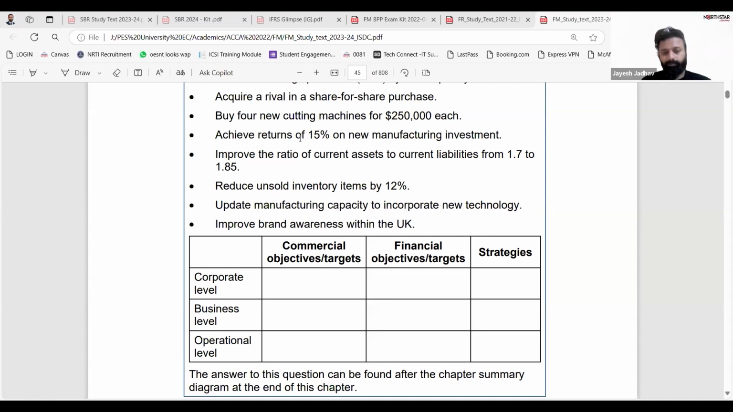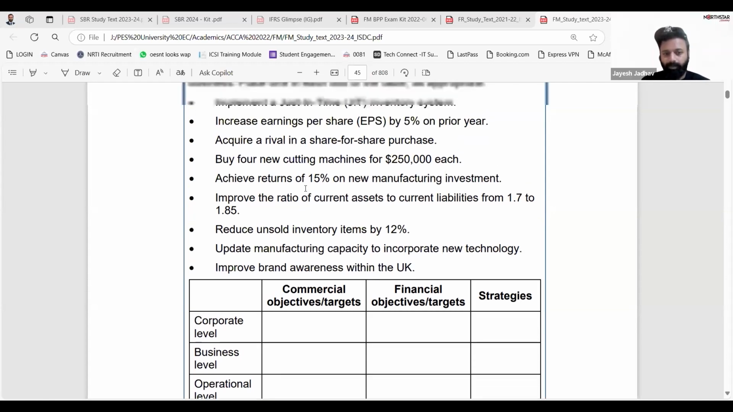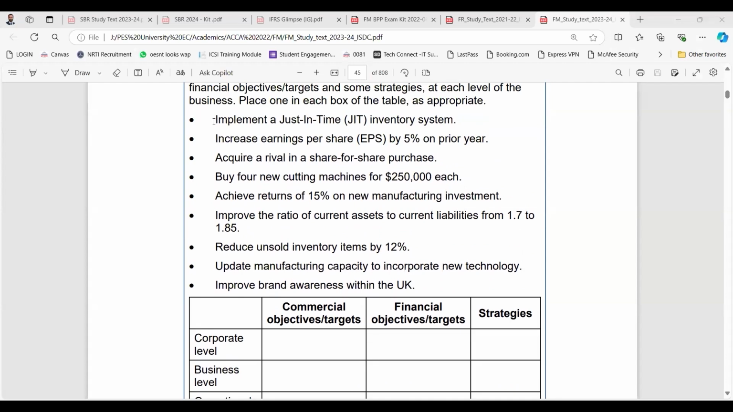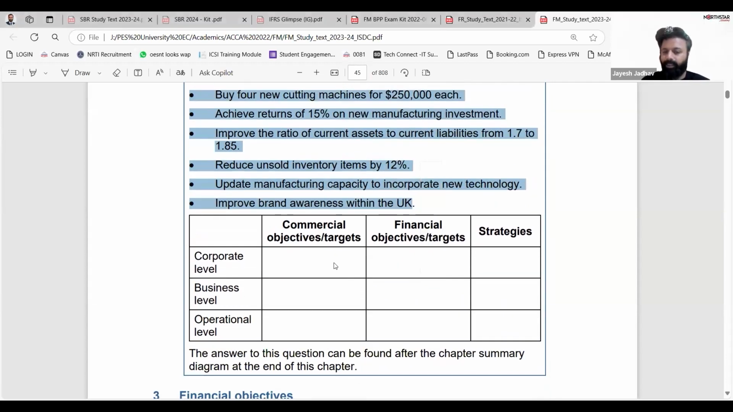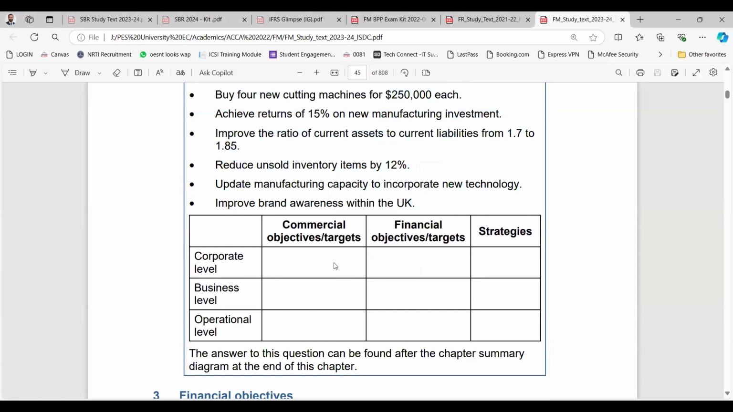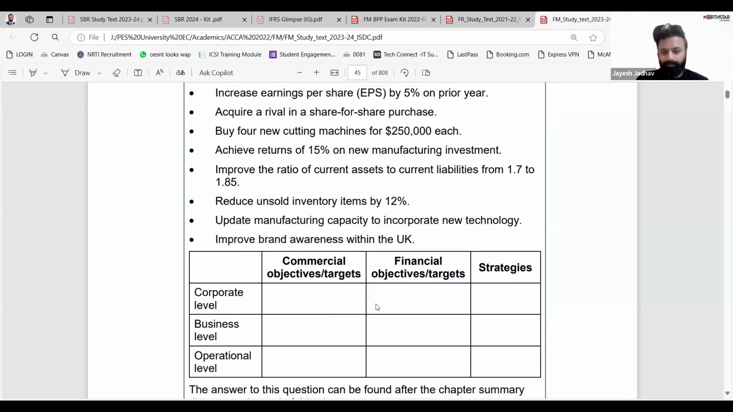Corporate level? Okay. If we have observed one thing, there are 9 pointers and the rubrics has 9 boxes, each for one. I think that was said earlier, but we have already marked one box: achieve 15% returns on new manufacturing investment.